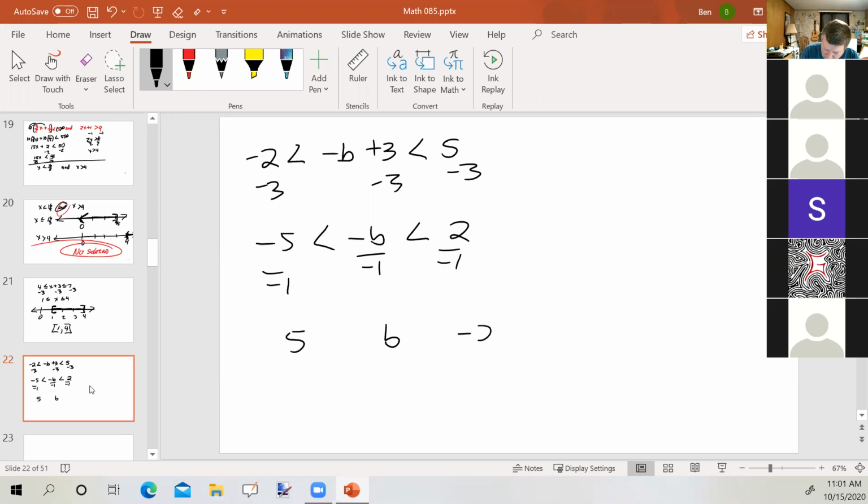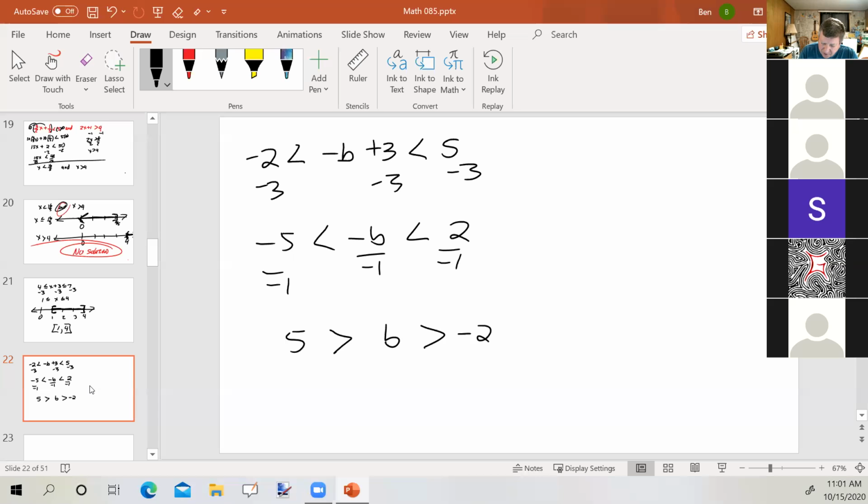Don't you have to flip around all your signs now? Yes, you do, which is exactly why I chose this problem. Because I divided everybody by a negative, I flipped both signs around, didn't I? Okay, now the problem is this statement is backwards. That is to say, we want to write our final answer from smallest to largest.